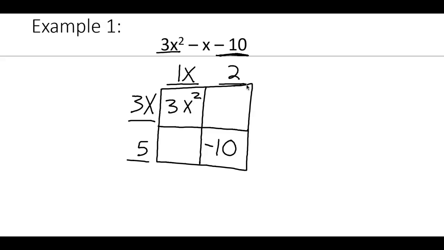Step 4 says complete your box, right? So what goes here then? 6x goes here. And what goes here? 5x.